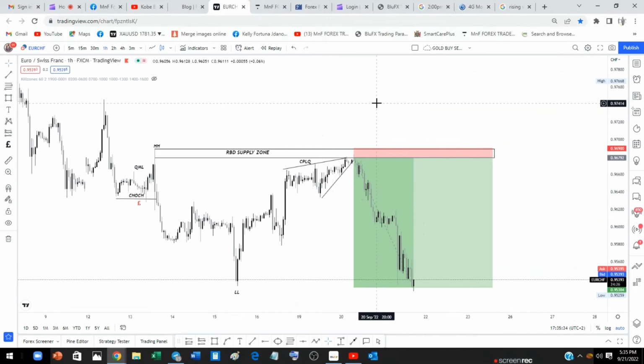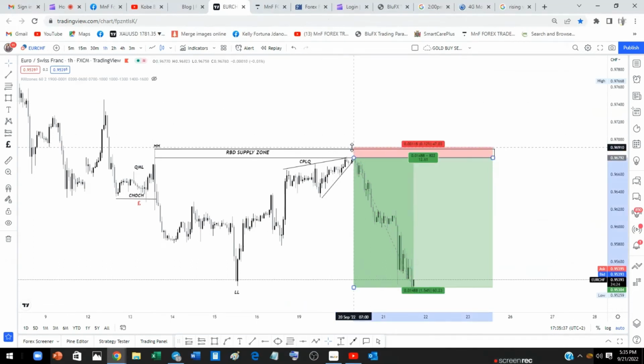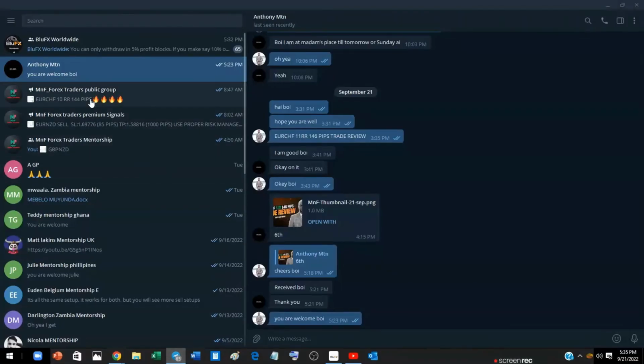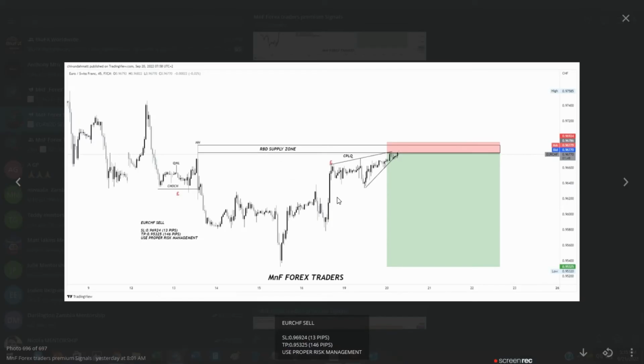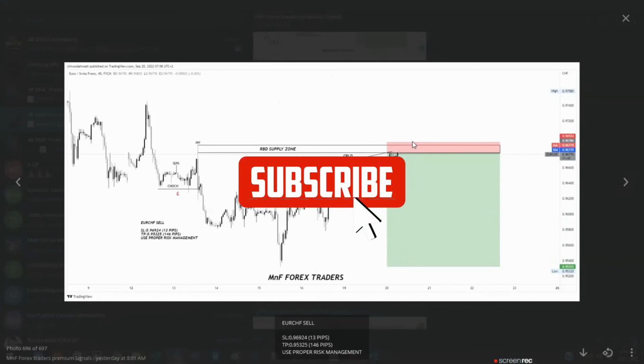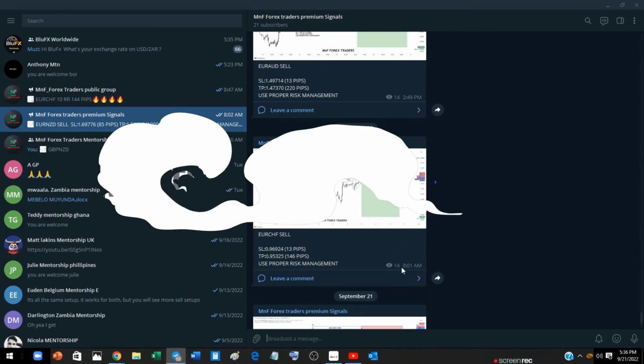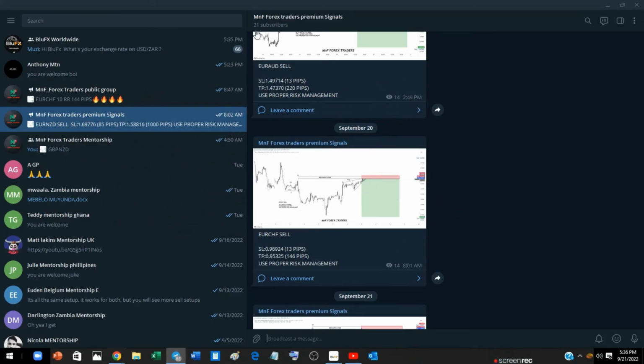Okay, so if you think I'm just bluffing, I'm just saying this stuff, let me just show you that this signal was actually sent to our private community. Let me just show you right now. We sent this signal before all that move happened. You can clearly see that this is how it was. We saw this beautiful presentation right here, and I shared the signal with our private community. Stop loss 13 pips and our target was 143 pips. And guess what happened? I mean, you can see that this was seen by 14 people in our group. This is our private community right here.